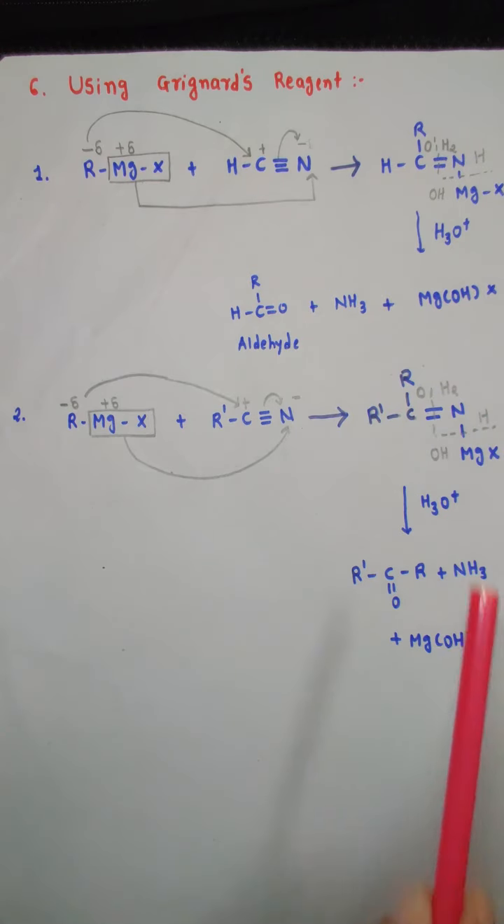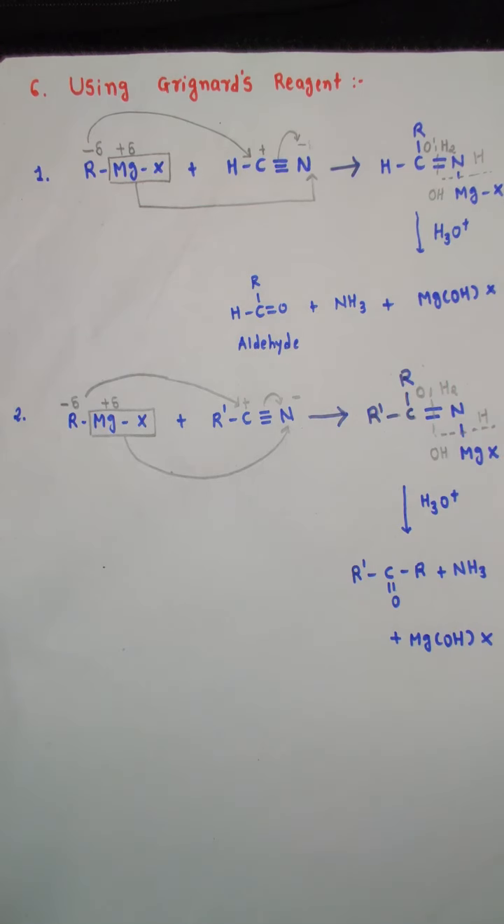NH3 and MgOHX. So these are the 6 different methods by which you can prepare both aldehyde and ketone. So in the next video, we will be learning the methods by which you can prepare only aldehydes.